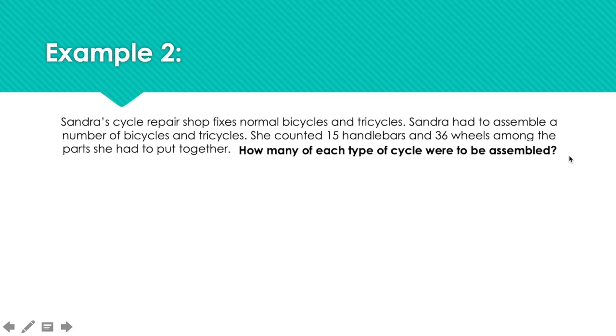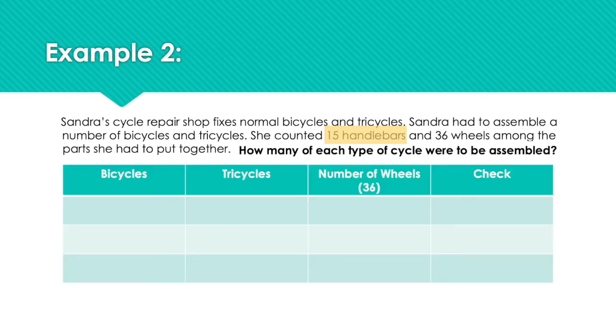Now this is important because Sandra wouldn't want to make too many bicycles and not have enough tricycle wheels and then not be able to produce her orders. Another piece of information first is that there's 15 handlebars, and that tells us that there has to be 15 cycles in total. So that's going to help us in our table. So I've got a column for my first unknown, bicycles, another column for my second unknown, tricycles. My third column is what we're working towards. So we know that there are 36 wheels, and then we're going to check to see if it's correct.